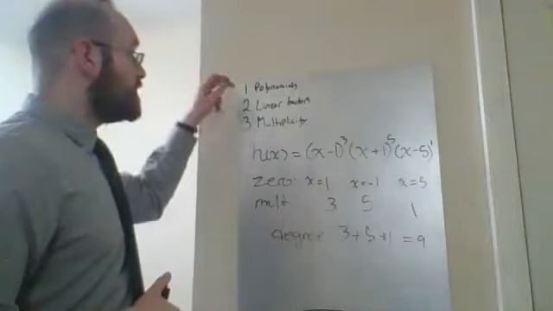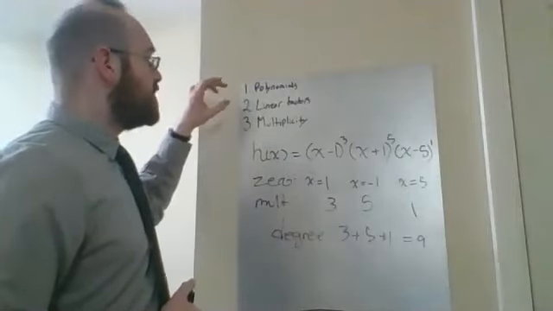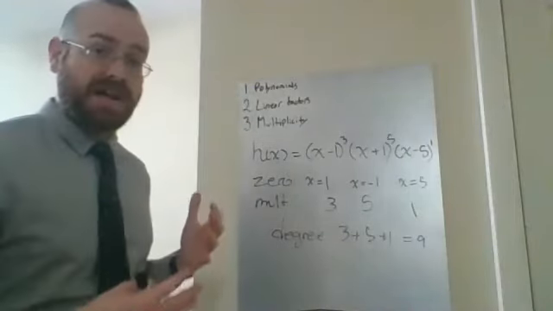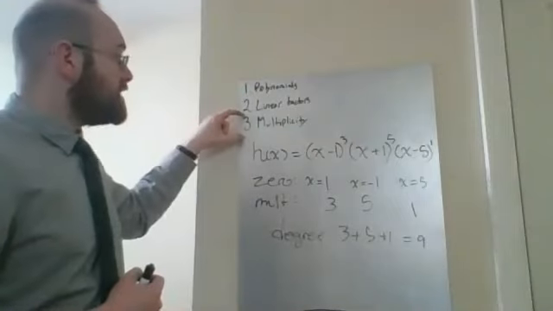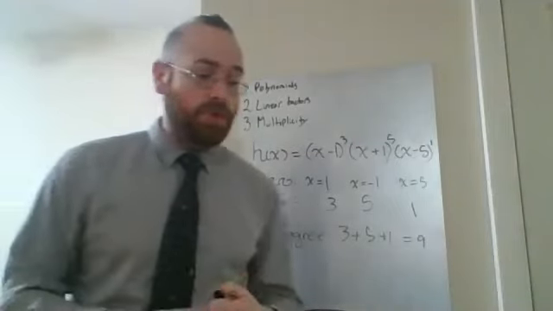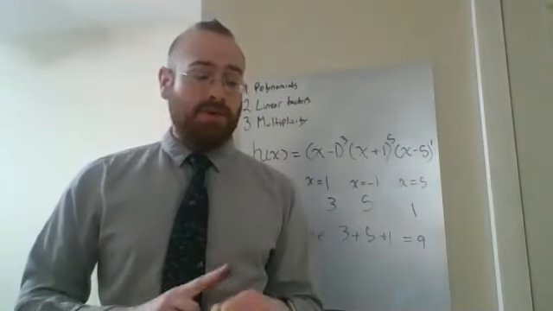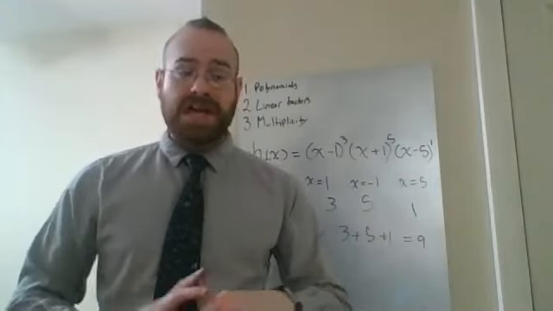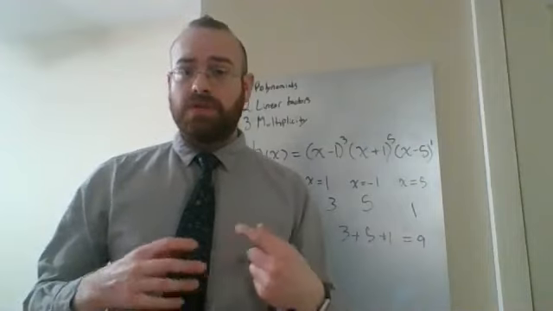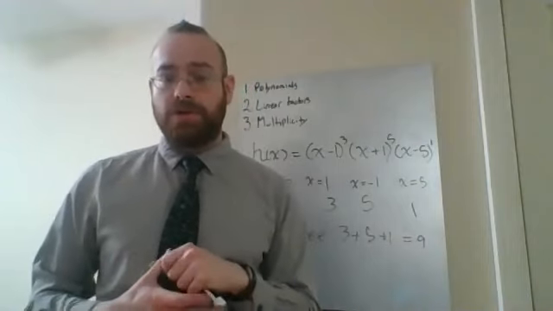So these three things, a definition of polynomials, what linear factors and linear factorization is, and what multiplicity is and how we find it, will become critically important as we try to graph polynomials, as we look at the fundamental theorem of algebra, and as we look at how can we completely factor a polynomial of any order.